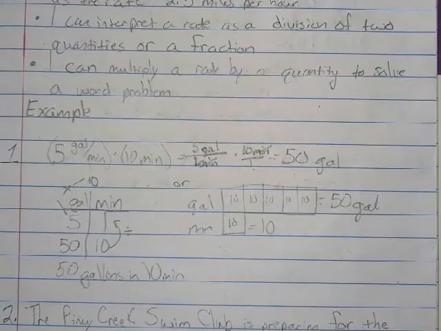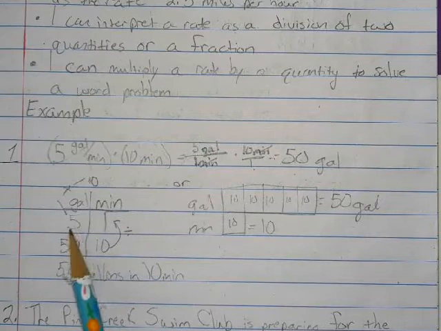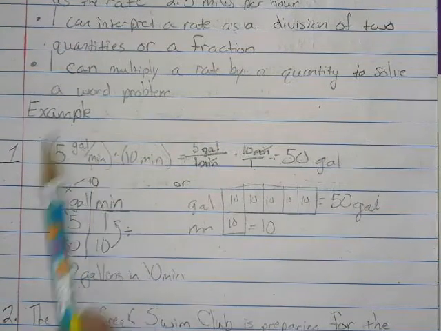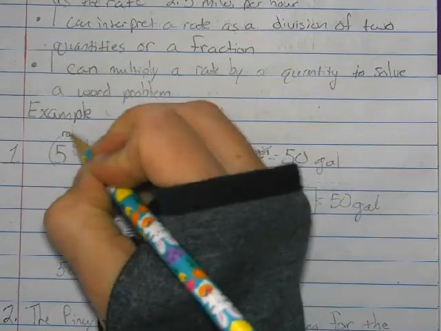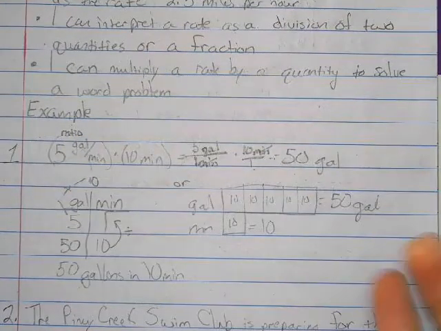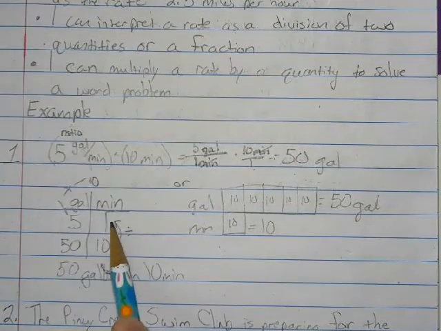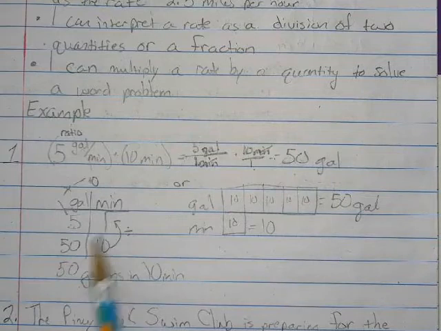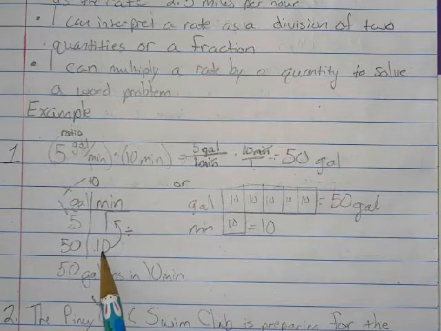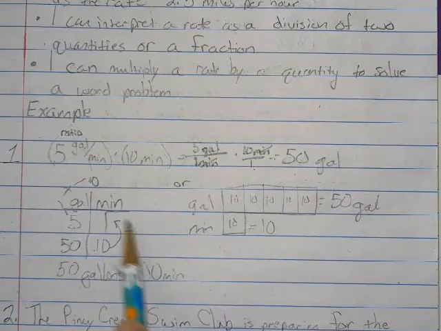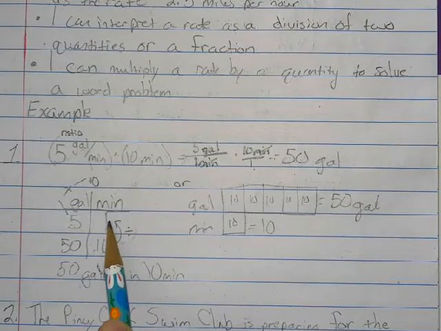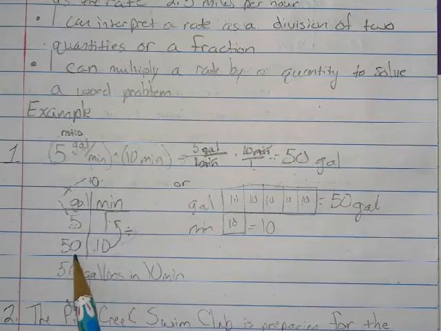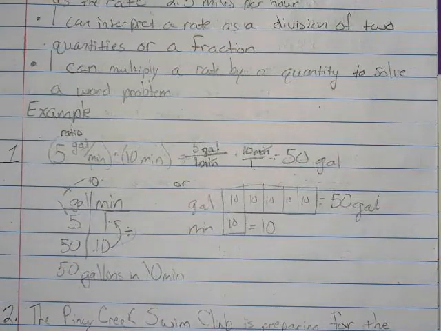Down below we have a ratio table. So we have 5 gallons to 1 minute. This is a ratio right here. It's also a rate. So 5 gallons to 1 minute. They want us to know in 10 minutes. So you write a 10. You take 10 divided by 1 to get your multiple, which is a 10. 10 times 5 gave me 50. Therefore, it's 50 gallons in 10 minutes.